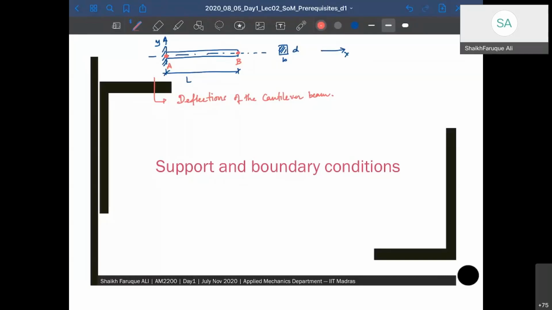Now, when you solve this ODE, it may deform something like this, or it may deform something like this, or maybe something like this. I don't know how it's going to deform.